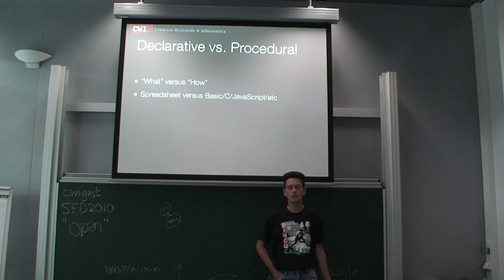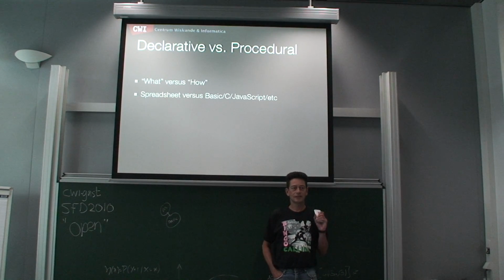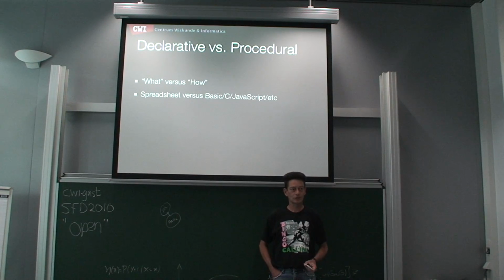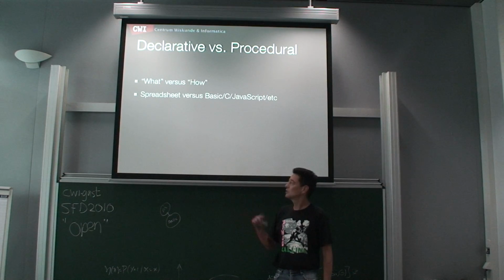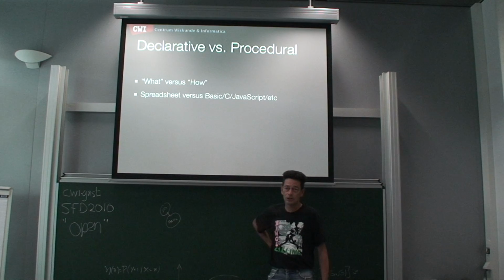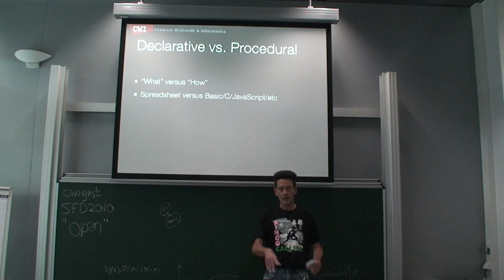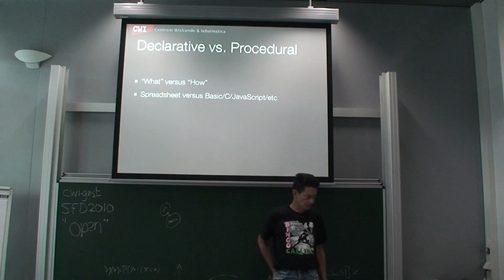Spreadsheets are the best known example of a declarative language, where you don't say how something should be computed, but you tell it what to compute, and the spreadsheet engine will take care of all the details of how it has to be done, which is completely different from how you do it in a procedural language like JavaScript, where you have to sort of program it all yourself.